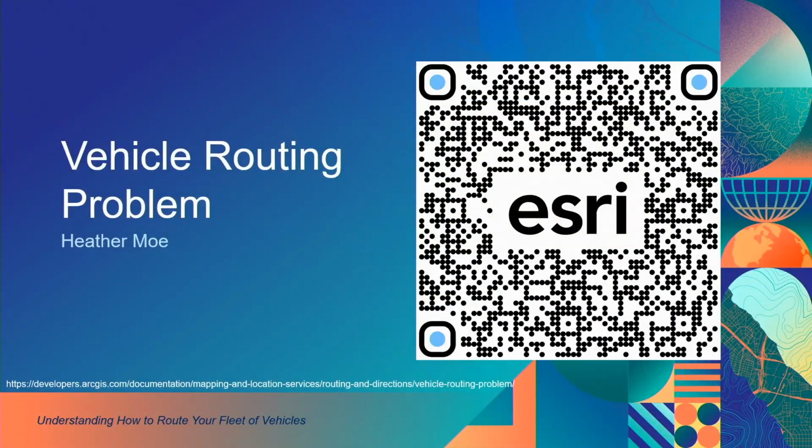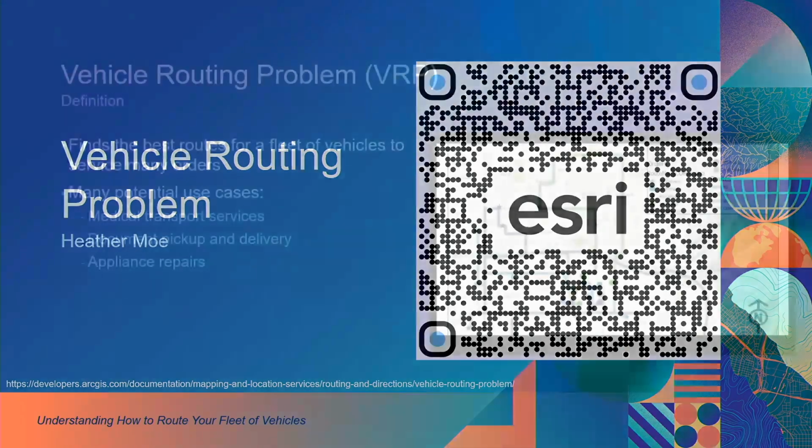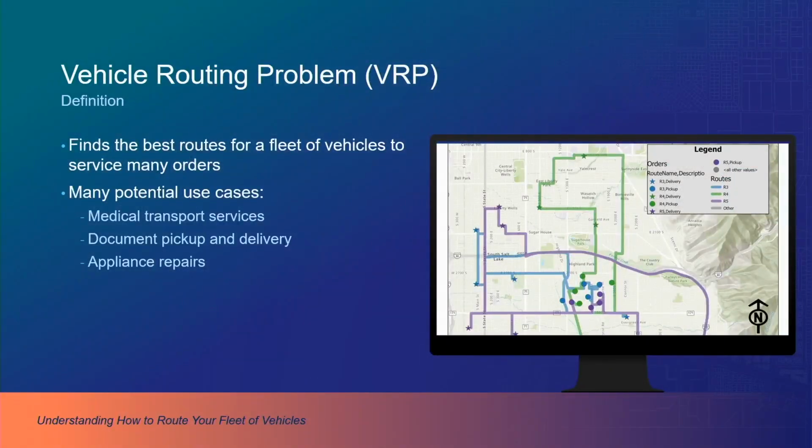Great, thanks, Christa. All right, let's move on to the vehicle routing problem solver, abbreviated as VRP. The QR code here will take you to the developer site for it. The VRP solver will optimize both the route assignment and sequencing. We think of this as sort of our multi-tool solver, as it has a lot of modeling options that fit many different use cases. Some examples are medical transport services, picking up documents from one location and delivering to a second, and appliance repair.